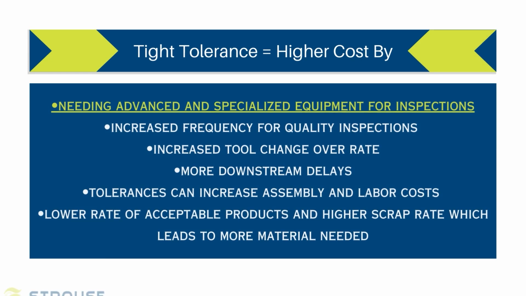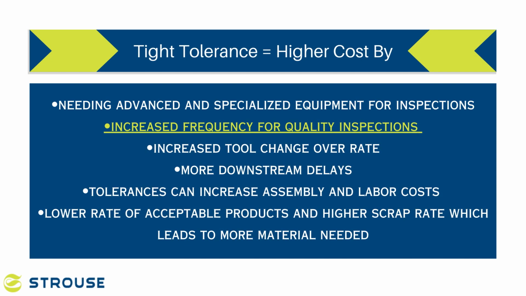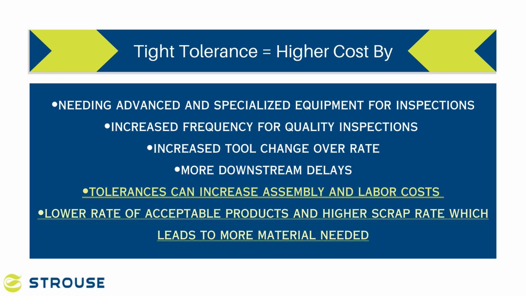A tighter tolerance can increase a project's cost by needing advanced and specialized equipment for inspections, increased frequency of quality inspections, increased tool changeover rate, and more downstream delays. Tolerances can increase assembly and labor costs, lower the rate of acceptable products, and cause a higher scrap rate, which leads to more material needed.